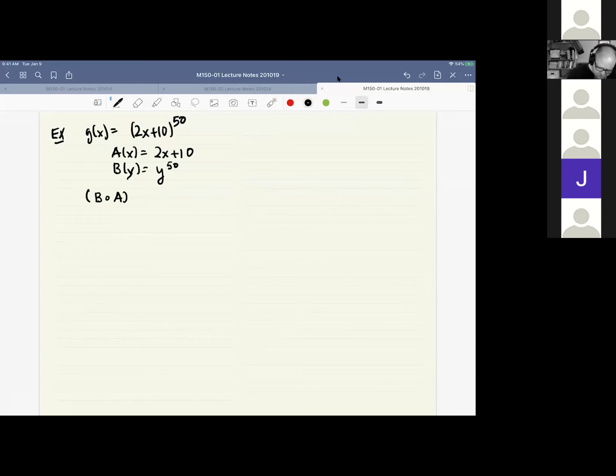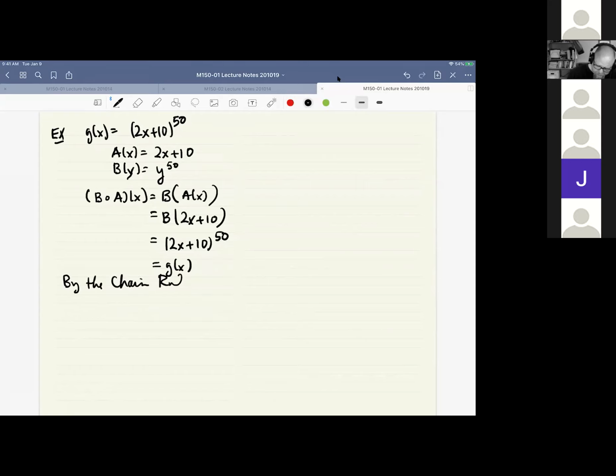And let's just check to make sure this works. So b composed with a of x is b of a of x. A of x is 2x plus 10. And b raises its input to the 50th power. So the composition looks like that. And sure enough, that's my g of x. So next I'm going to differentiate using the chain rule. So g prime by the chain rule is b prime at a times a prime.